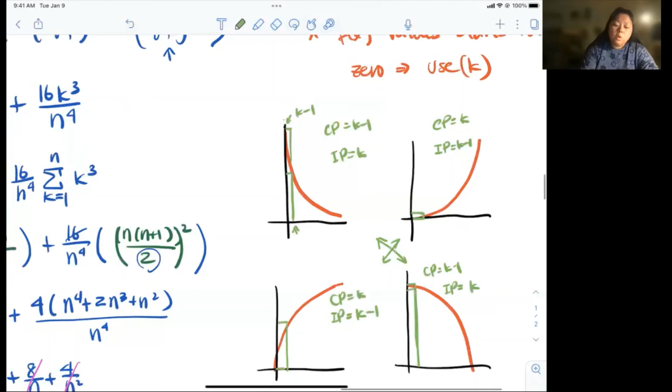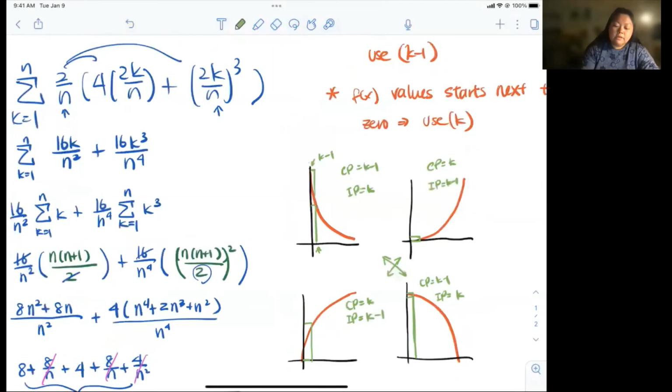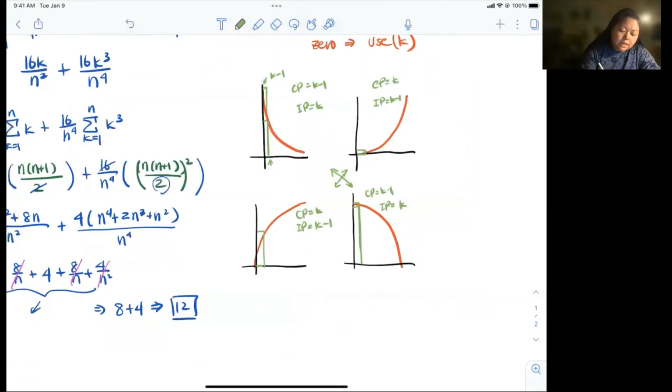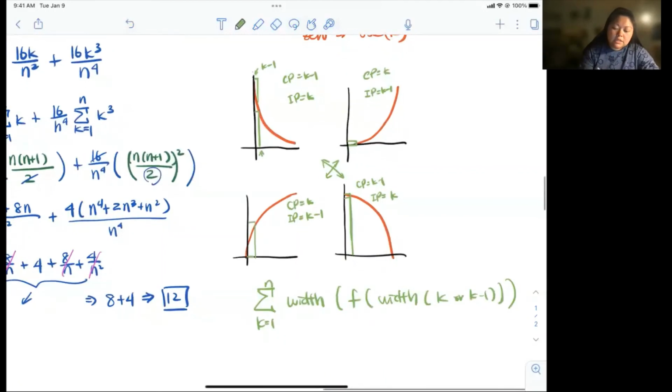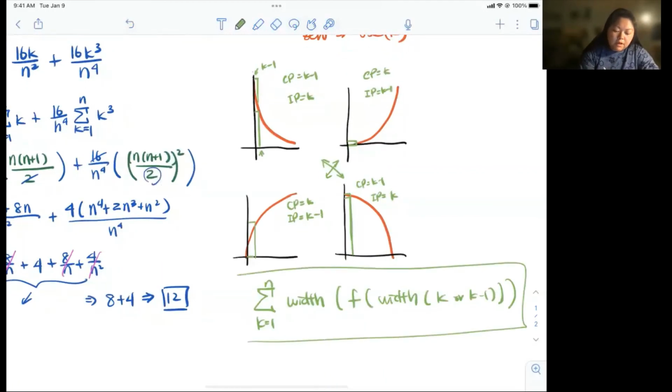Okay. So hopefully this will help you, because the summation formula is going to be the width times f of the width times either k or k minus 1, that's your function, and then k equals 1 to n. This is the basic form of every single problem. Once you have that down, this is not going to be that bad.